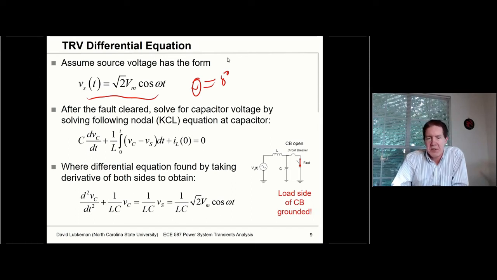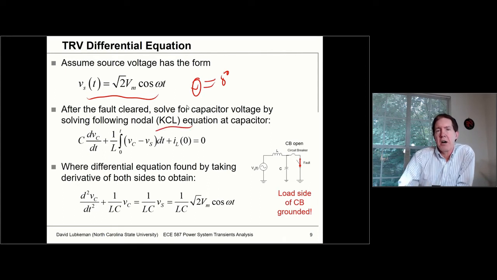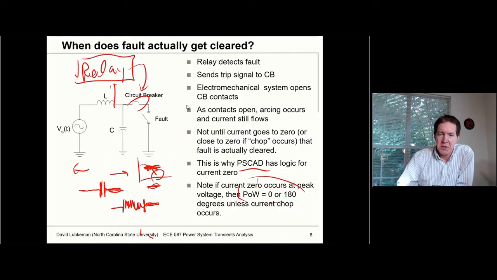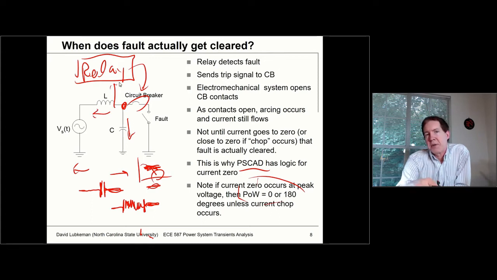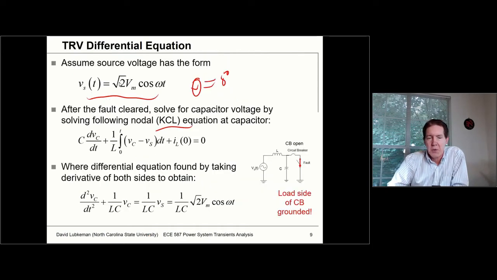In this case, just to do something a little bit different, I'm going to set this up using Kirchhoff's current law. Looking at this circuit, once the circuit breaker is open, I can look at the summation of the currents out of this bus, where I have the current going down through the capacitor and the current going off to the left toward the source. The way I can write this is the current going down through the capacitor, C dVc dt.